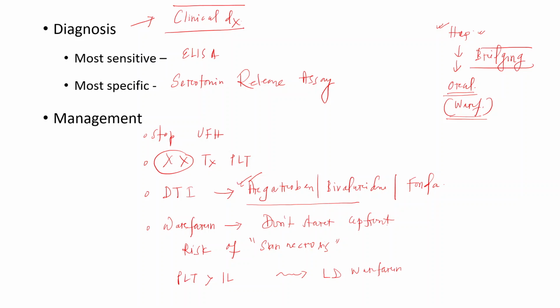In case of heparin-induced thrombocytopenia, even if you have a therapeutic anticoagulation level, you should not start with warfarin, because there is a risk of skin necrosis, and the mechanism behind that I will be discussing later. Okay, so in case of heparin-induced thrombocytopenia, start with direct thrombin inhibitors, that is argatroban and bivalirudin. Sometimes you can use fondaparinux also. And once the HIT is settled, once the platelet count recovers, you can gradually start warfarin at a low dose. In the acute setting, never start with warfarin.